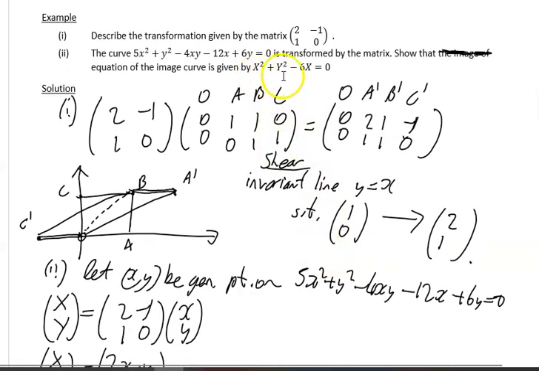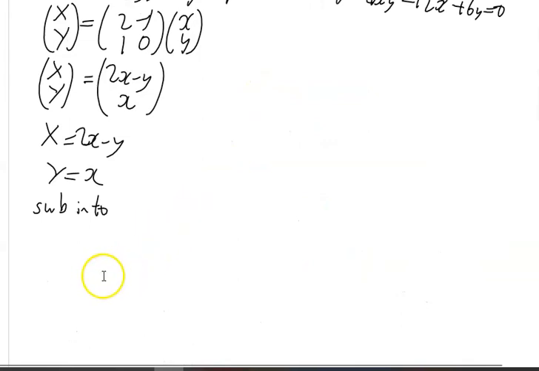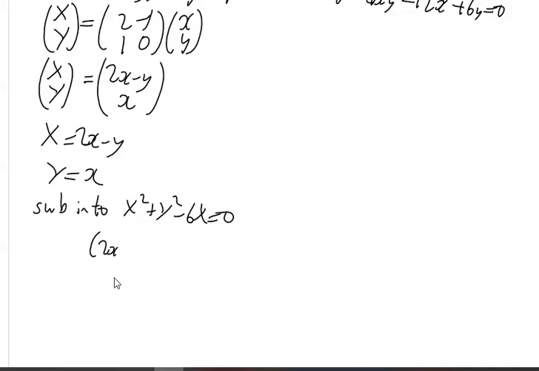There it is, x squared plus y squared minus 6x equals 0. So sub into x squared plus y squared minus 6x equals 0. If you sub that in, you have 2x minus y all squared plus my y, which is small x, minus 6x, which was 2x minus y.